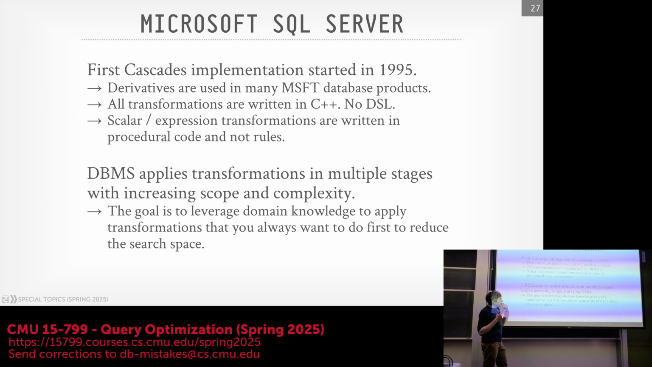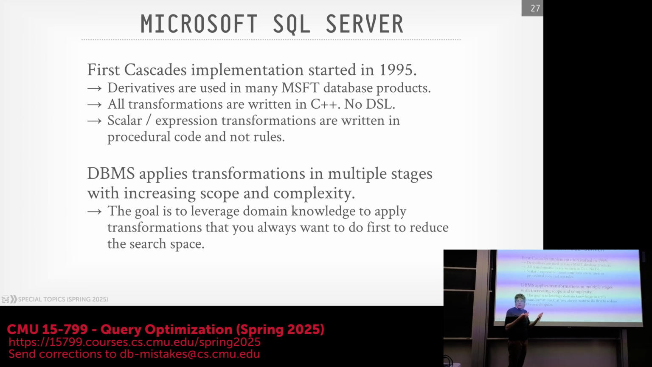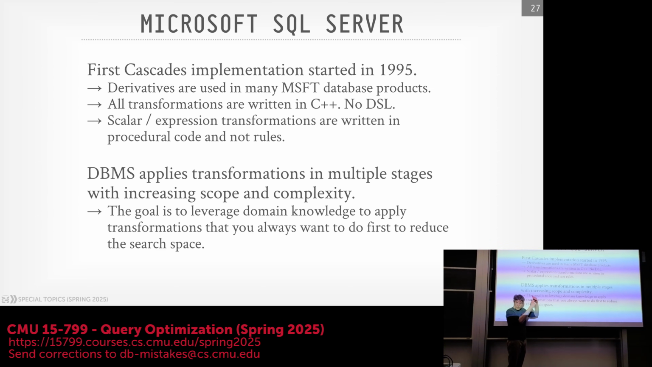And unlike what we saw maybe in Volcano and Cascades, where they talked about, oh, you're automatically going to learn what some of these rules would apply very early on, they say, we're not doing any of that. We're data people. We're paid a lot of money. They're going to basically hand pick which transformation rules they want to apply in these different stages.